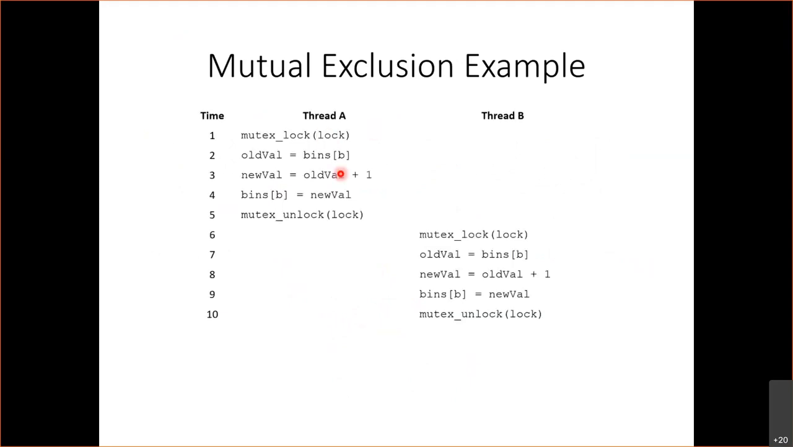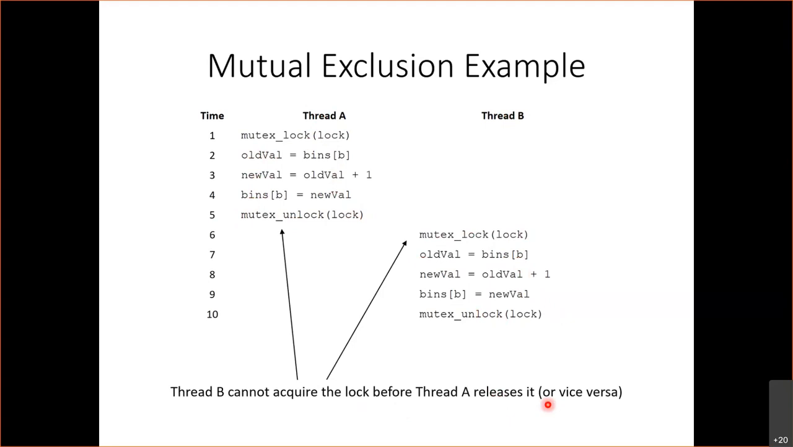So for example, if we use mutex locks in our example over here. If I put a mutex lock before and after incrementing bins of B, then what happens is thread A comes, it does mutex lock. And now that thread A does mutex lock, thread B cannot acquire the lock until thread A has released it. So because thread B cannot acquire the lock until thread A has released it, thread B will not be able to load the old value of bins until thread A has written. Okay, so here we do mutex lock, we read the old value of bins, increment it, write to it, and then we do mutex unlock. And then thread B will come along and do a lock, and then it will read, modify, and write, and then it'll unlock. Okay, so here thread B cannot acquire the lock before thread A releases it, or vice versa.